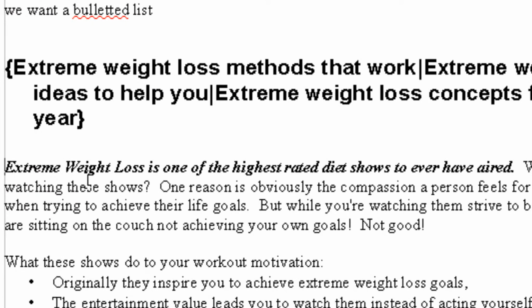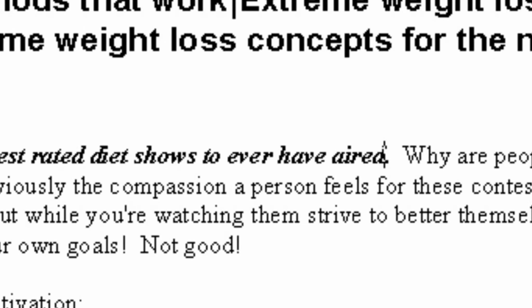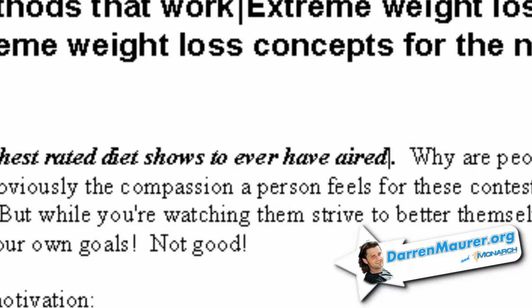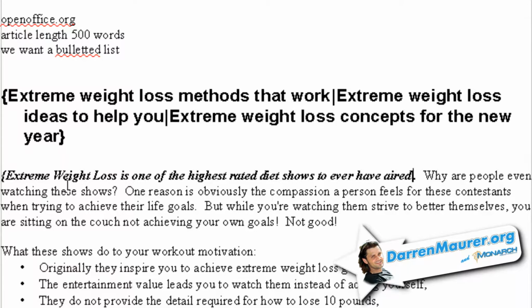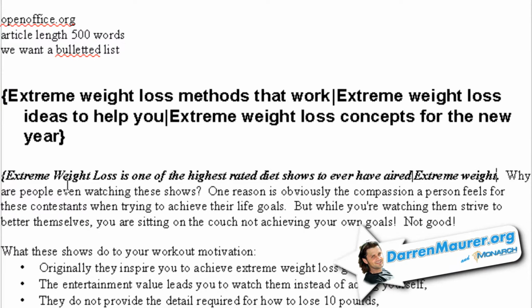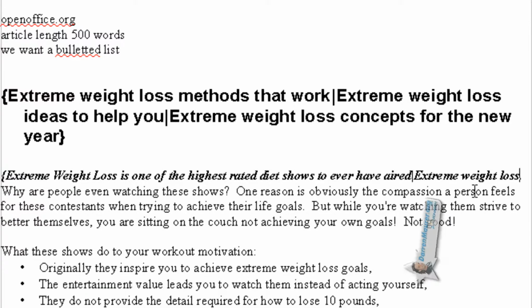So now we go to the first sentence, we put our squiggly bracket, we go to the end of this sentence, and we make sure that we don't include the end punctuation in it, because what we're doing is picking a version of the sentence to appear randomly, but they're all going to end in that same period. So here we go, we've got our squiggly bracket, we put our pipe, and then extreme weight loss is one of the highest rated diet shows to ever have aired. Extreme weight, now I'm making a new sentence that is sort of the same idea, because we want to keep the concept. I'll go into that in just a minute.